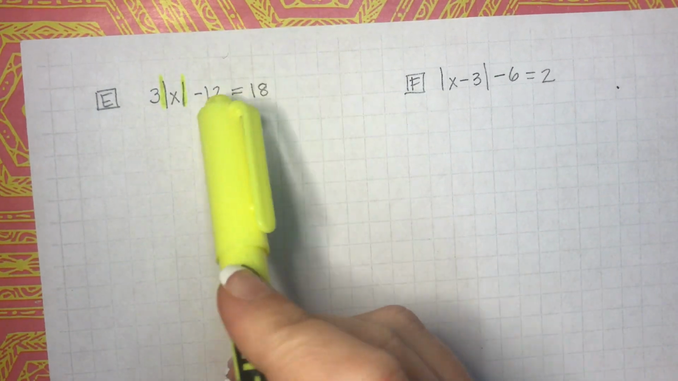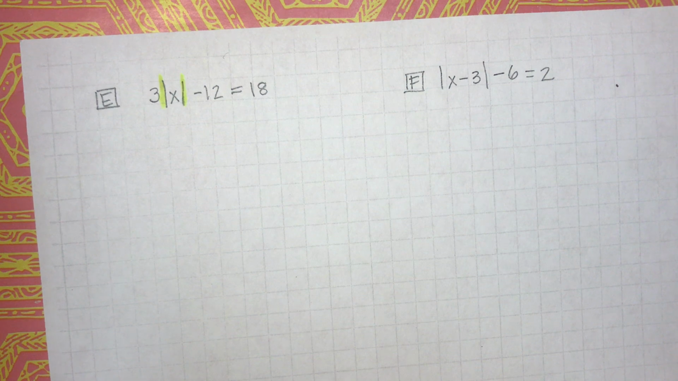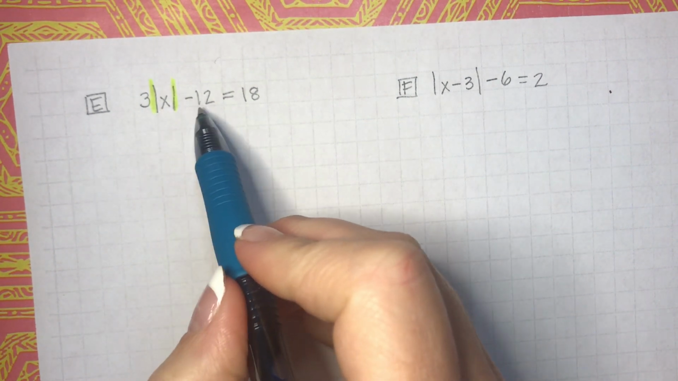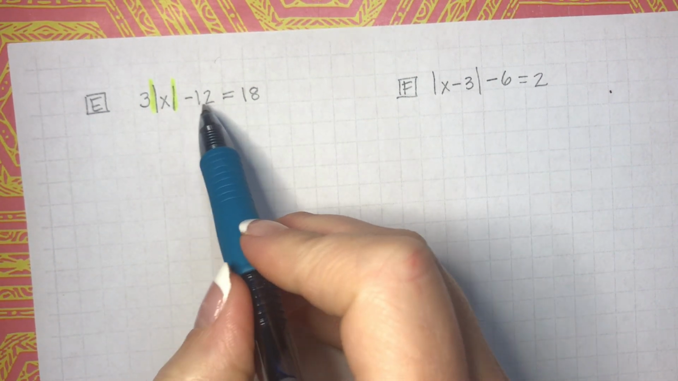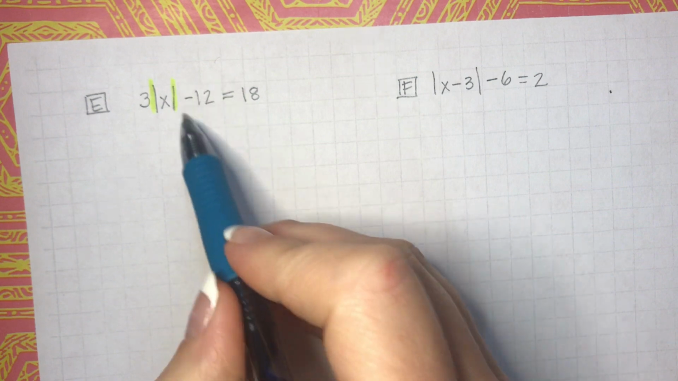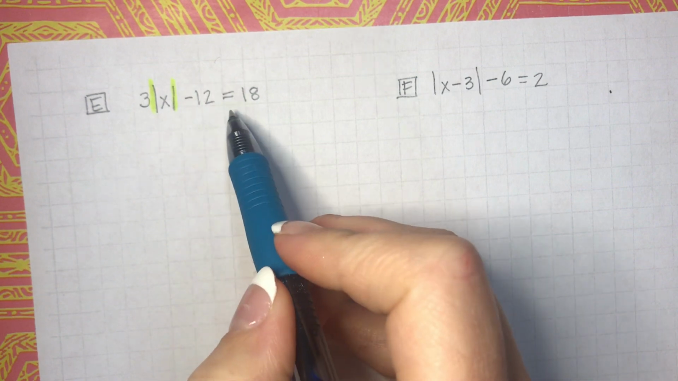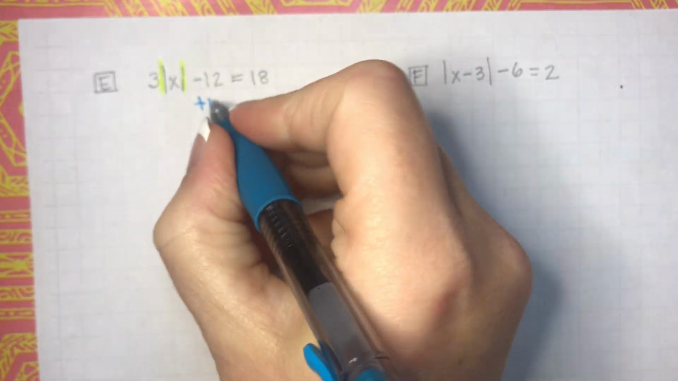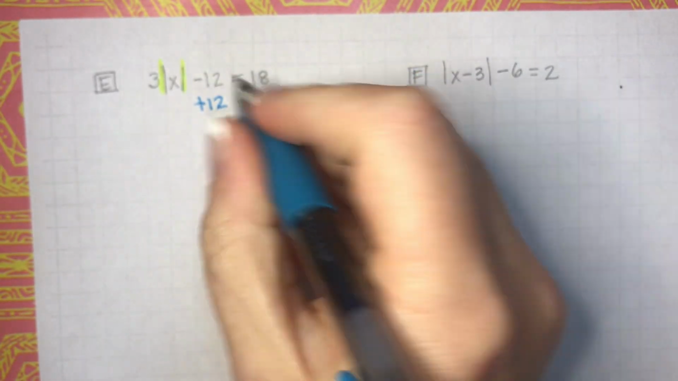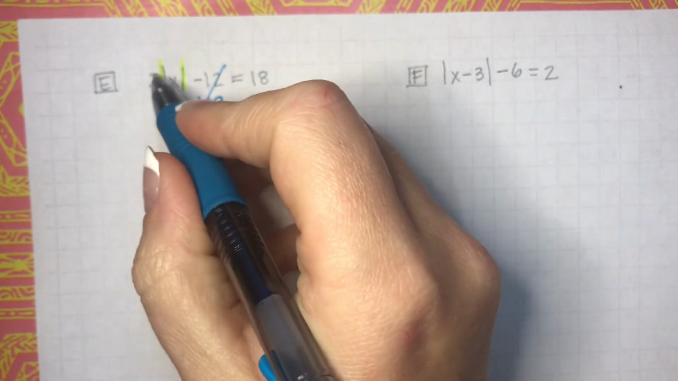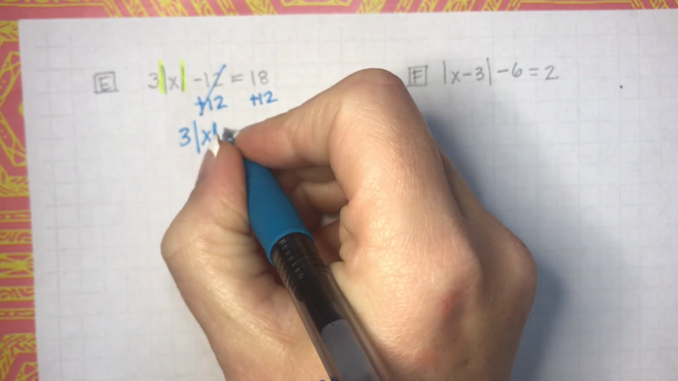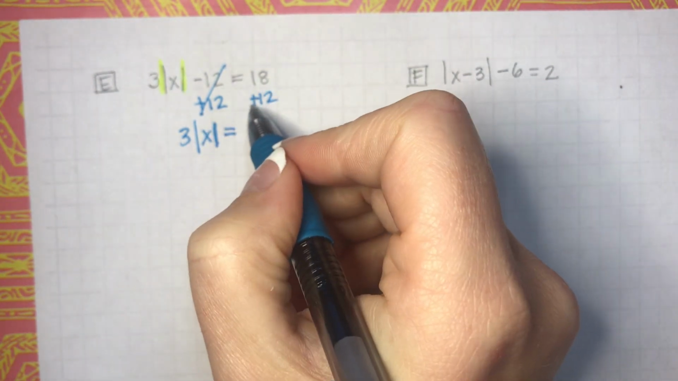Now there's a lot going on this side of the equation, okay? But that's okay, we can do it. So we have the absolute value being multiplied by 3, and then there's also this minus 12 over here. So what we're going to do is get rid of this bit on the outside first by doing the inverse operation of subtraction, which would be addition. We're going to add 12 to both sides. Okay, negative 12, positive 12 cancel out. I am left with 3 multiplied by the absolute value of x equals 18 plus 12.